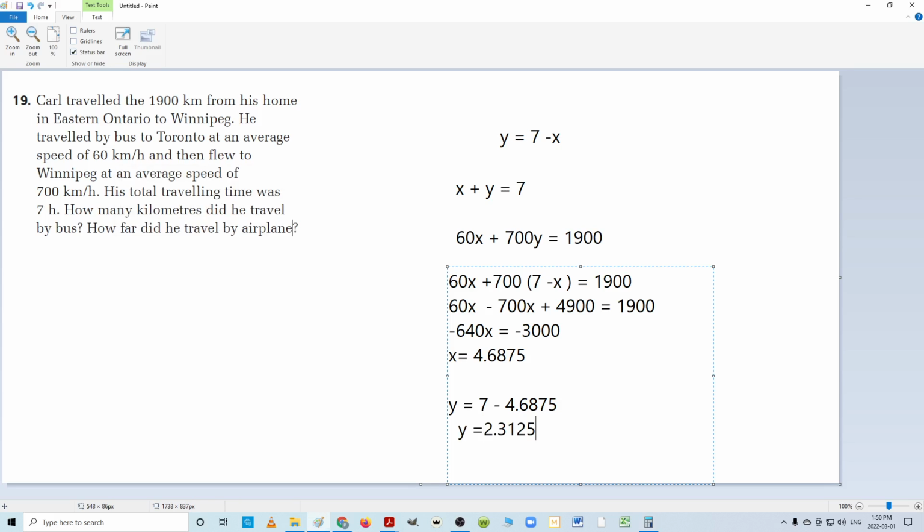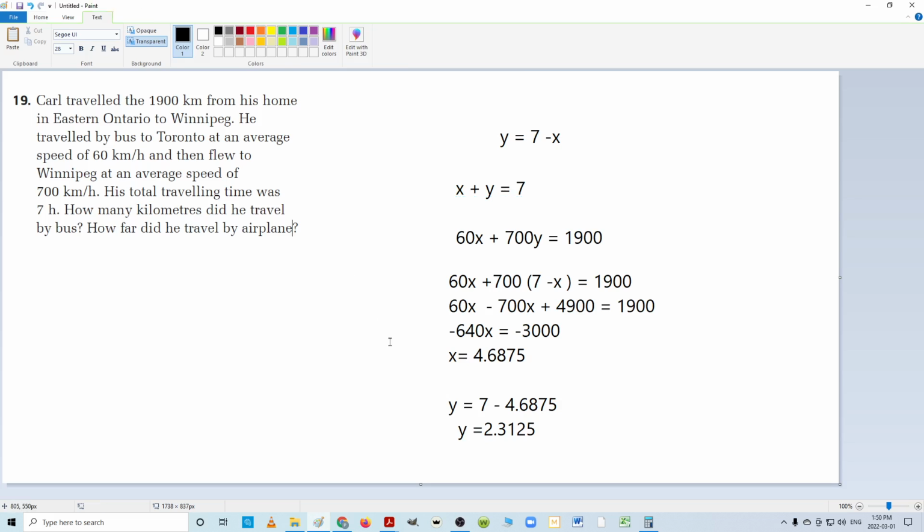So that means he spent... let's see, I forget what I designated as Y and X. And that's one of the problems. Oh, yeah, there we go. X is his driving, and Y is his flying. So he spent 4 hours driving.